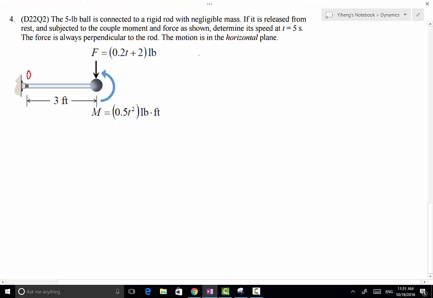Our equation will be H_O1 plus the angular impulse during this time about O, and that equals H_O2. So initially the ball is at rest, the system is at rest, therefore initially this term equals 0. So we have this equals to this.